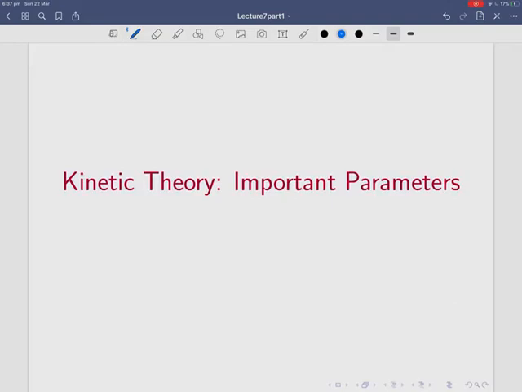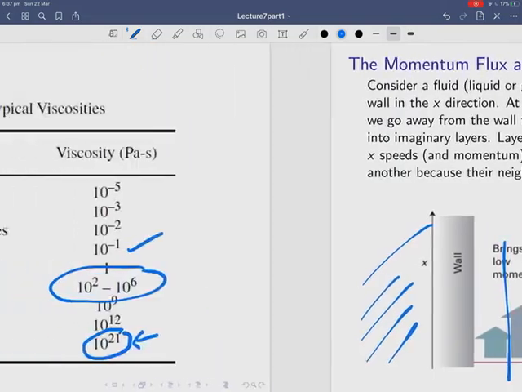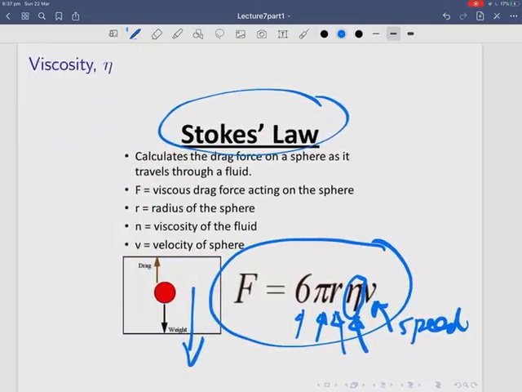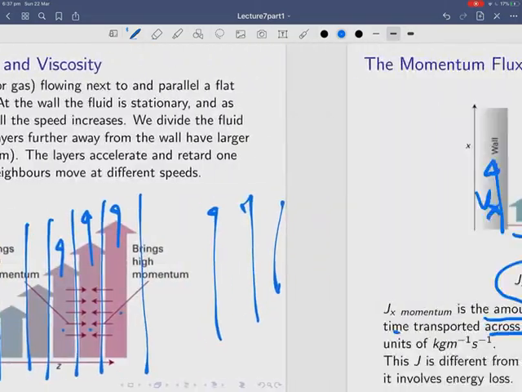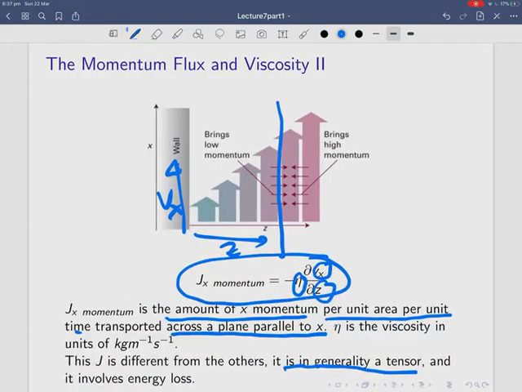So let's talk about kinetic theory. What we've done here is introduce a whole lot of different kinds of fluxes and the constants associated with those fluxes. So we've got sigma, we've got D, we've got kappa, we've got eta.